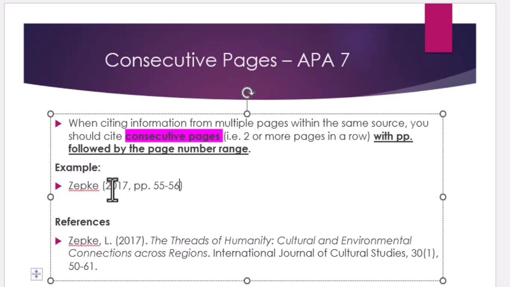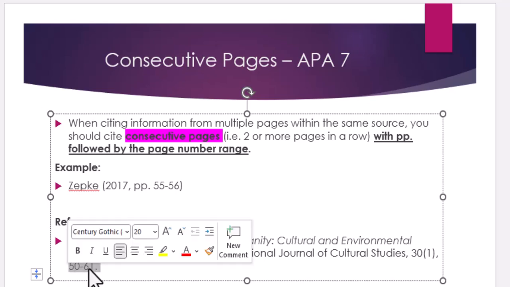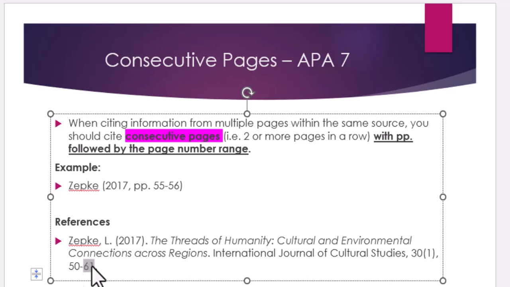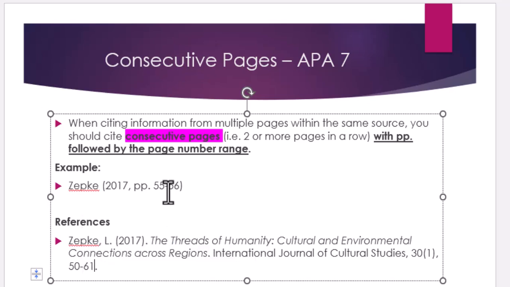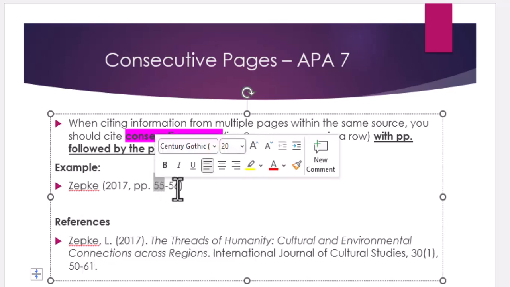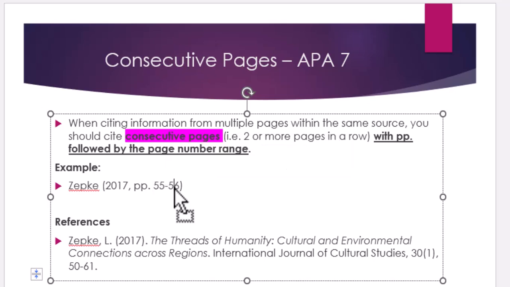So then, if you look at this reference, you see that this person's publication was published between page 50 in that journal and page 61. So the paper was published in page 50 to page 61. So for this case, you are citing page 55 and page 56 of that paper.